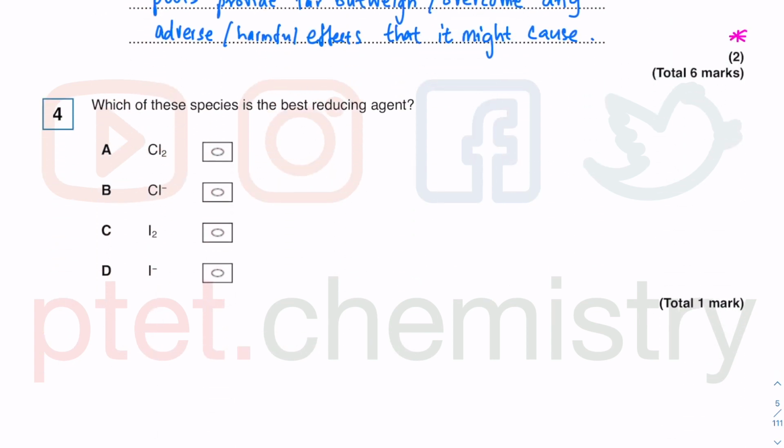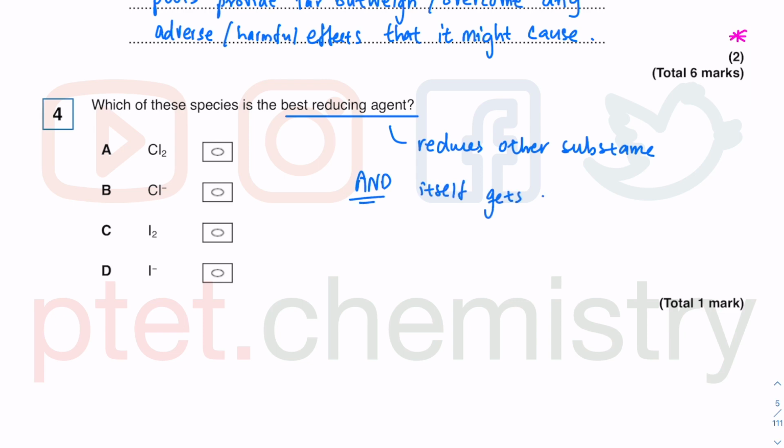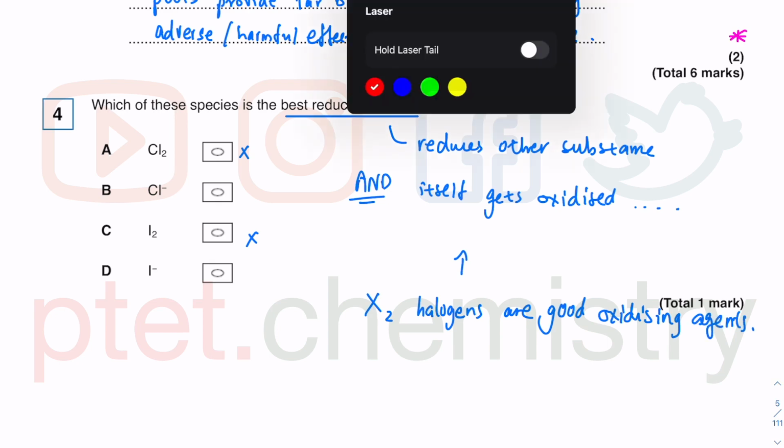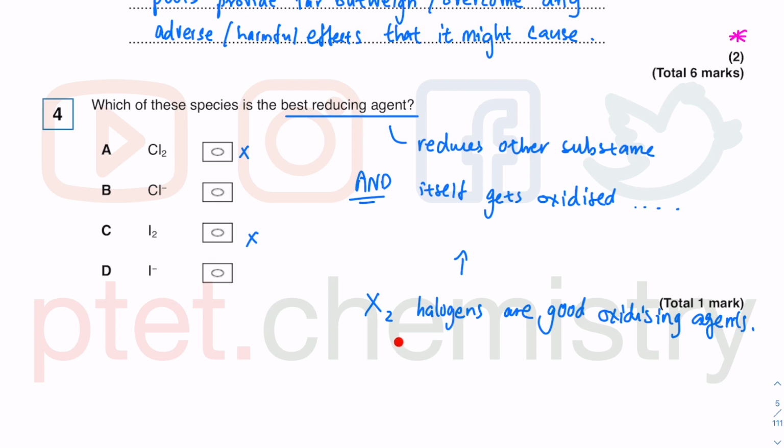Just the last part to this question in this tutorial, which of these species is the best reducing agent? So we know a reducing agent is going to reduce other substances, and that will mean what happened to itself. Do not forget that the definition is not complete until you say what happened to itself. Itself gets oxidized. So we are not really referring to the halogens, because the halogens, the X2 halogens, are good oxidizing agents. They are not good reducing agents. So that is a fact there, where they do like to gain electrons, where they do like to get reduced, and therefore they are acting as oxidizing agents.